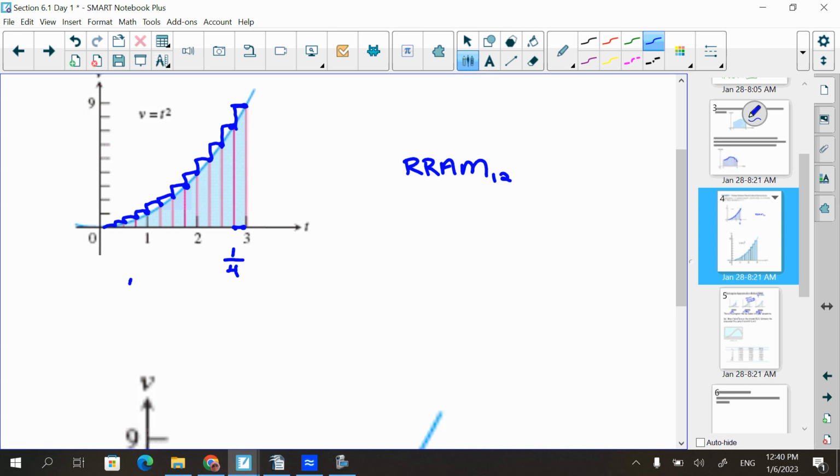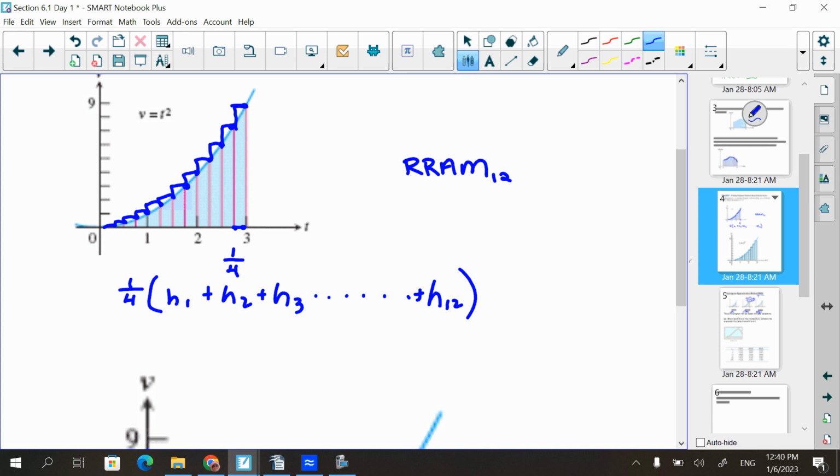So if I want to set this up, rather than finding length times width plus length times width plus length times width over and over, since all of them have this width of 1/4, I can just pull that to the front and add all the heights up. So this is like height 1 plus height 2 plus height 3 all the way to the last one, height 12. It'll save you some time rather than finding each one individually.